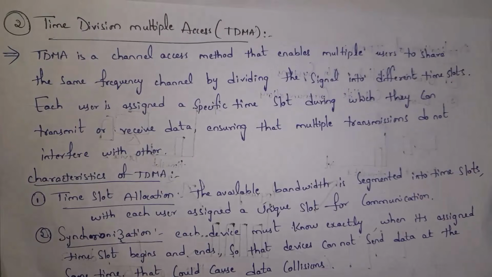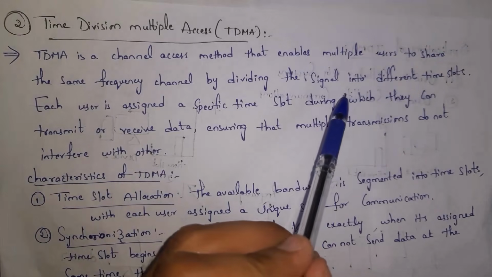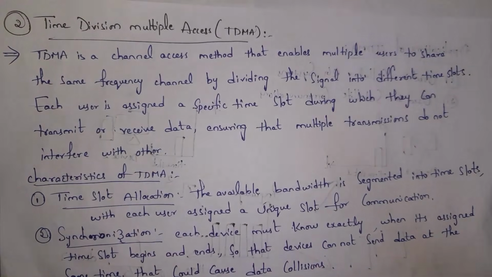Next I will explain what is time division multiple access. The name itself says time division. Instead of dividing the entire frequency, here we will divide our entire communication channel into time slots. And each user will get one time slot. In that particular time slot, the user can communicate.